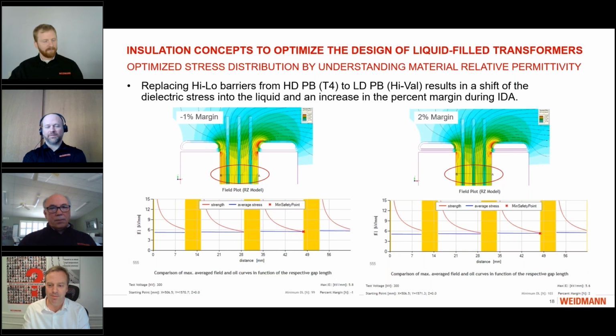Yes, I'll jump in here first and just comment that esters, as I'm sure you're aware, have different relative permittivity values than mineral oil. The numbers that were shown here were strictly for mineral oil, and obviously exchanging the insulating liquid will adjust those accordingly, both the relative permittivity of the liquid as well as the solid, and then this analysis would have to be done with those values.